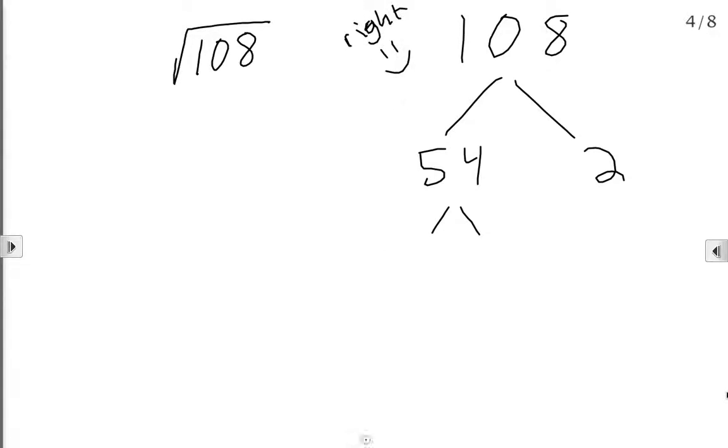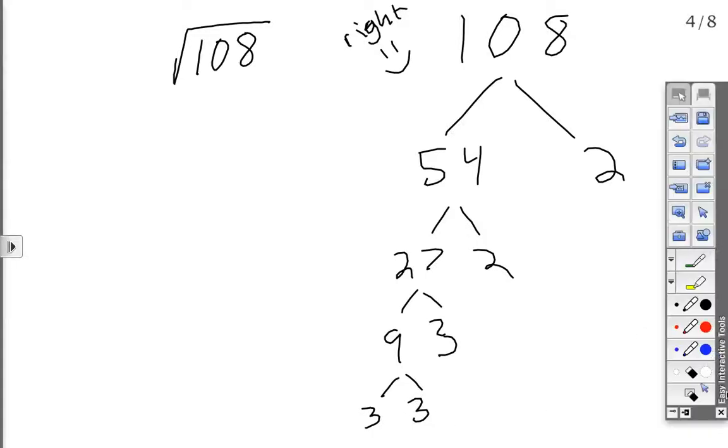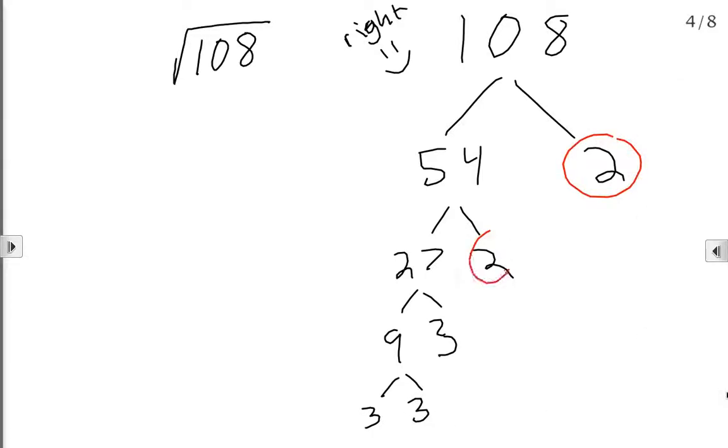All right. 54 is 27 and 2. 27 is 9 and 3. And 9 is 3 and 3. So we have all of our leaves, all of our prime numbers.